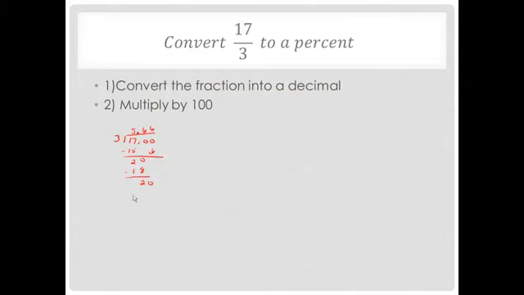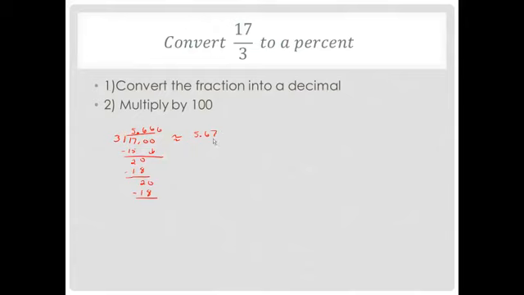And as you can see, we're going to end up with a repeating pattern. So we know it's going to be another 6 out there. Let's say that that's about 5.67. So let's round it to the hundredths place there.